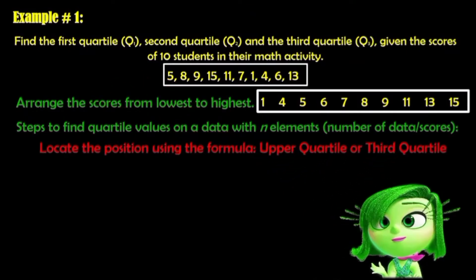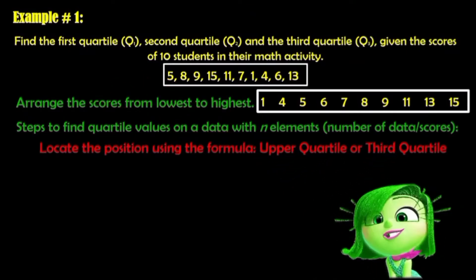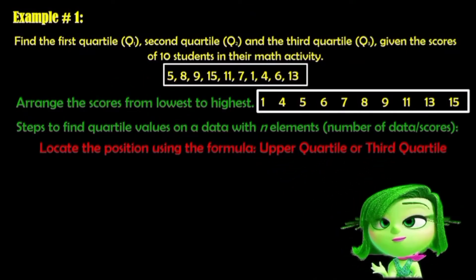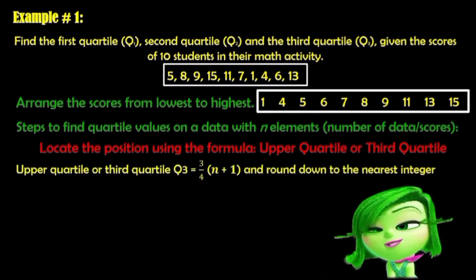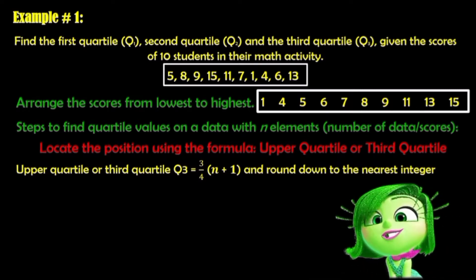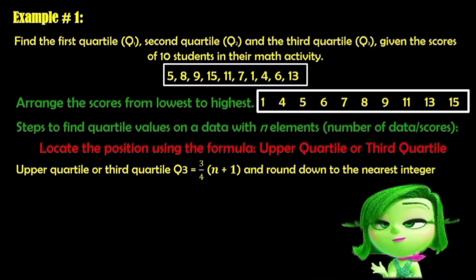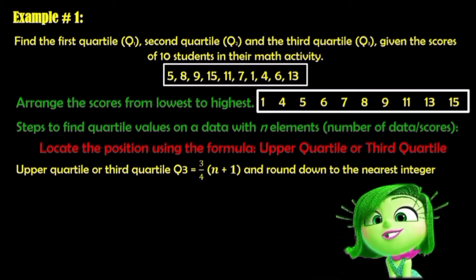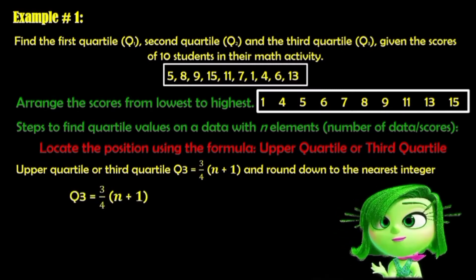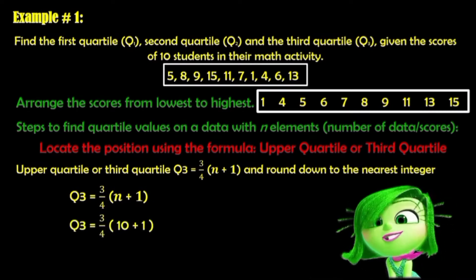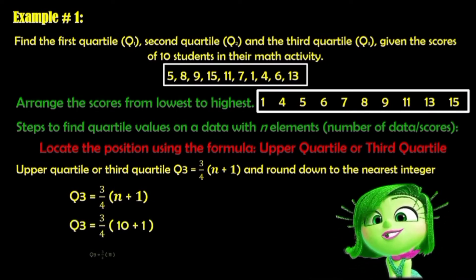Now locate the position using the formula for the upper quartile or third quartile. The upper quartile, or third quartile, is equal to 3/4 times the sum of the number of data and 1, and round down to the nearest integer. Now here is the formula. Substitute the number of data. 10 plus 1 is equal to 11.